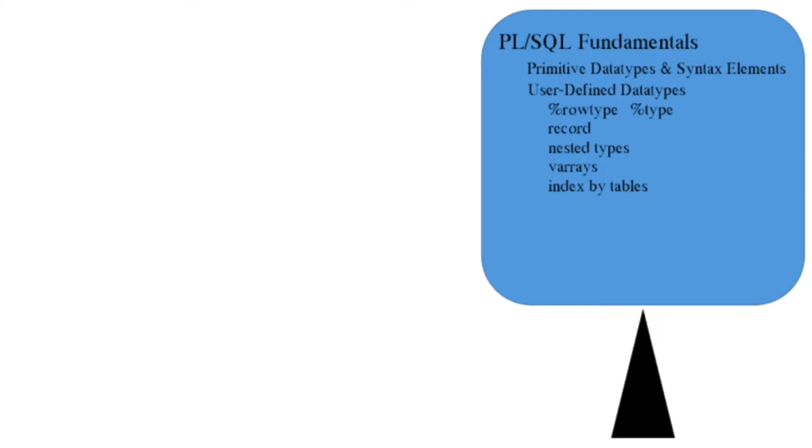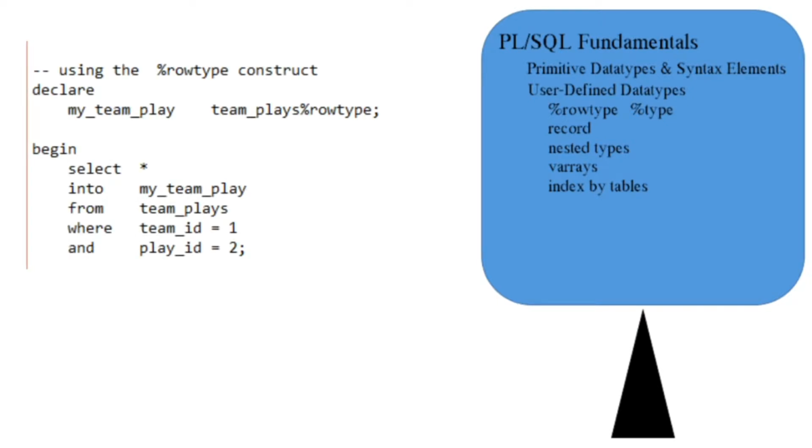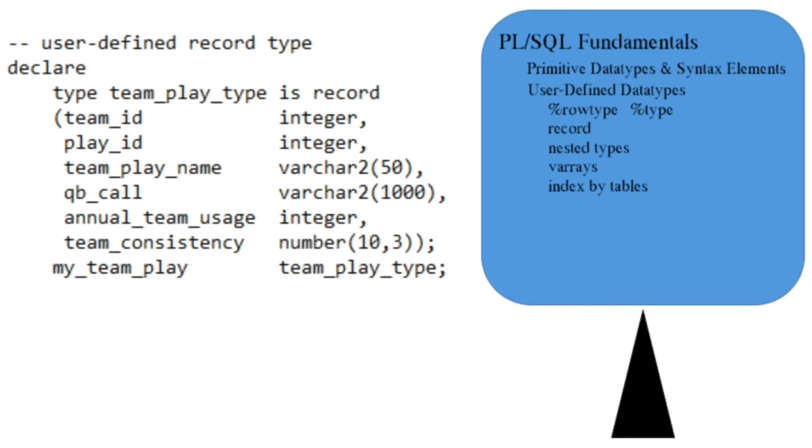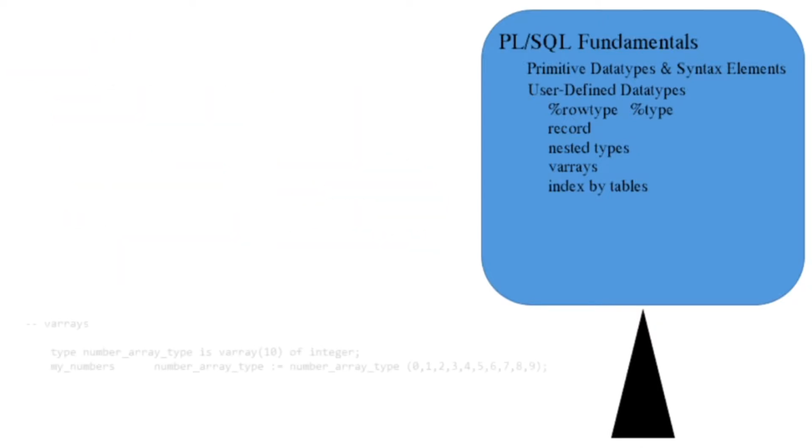All right, moving on to Lecture 4, we took a look at user-defined data types. If you'll recall, we started out very simply with the use of the %ROWTYPE and %TYPE as associated with a row from a table or a column from within that row. We then stepped things up a little by introducing the creation of your own record type and even the ability to nest user-defined types.